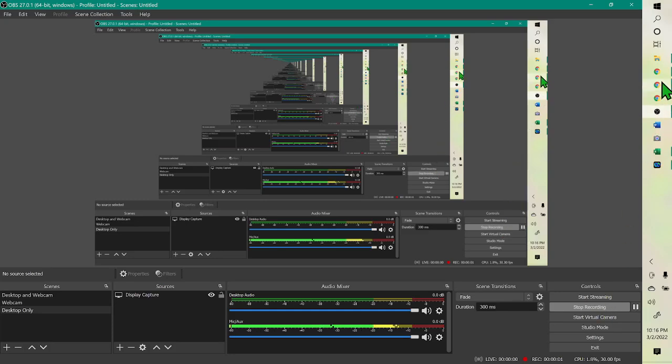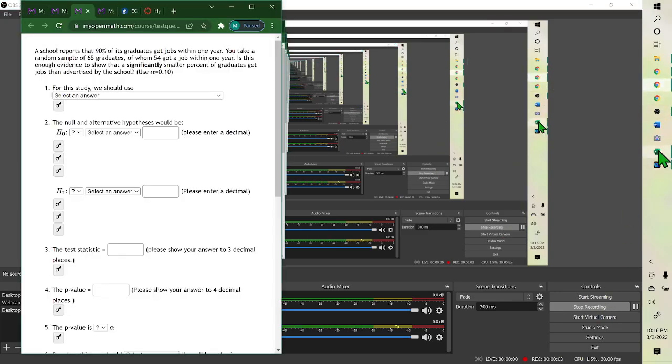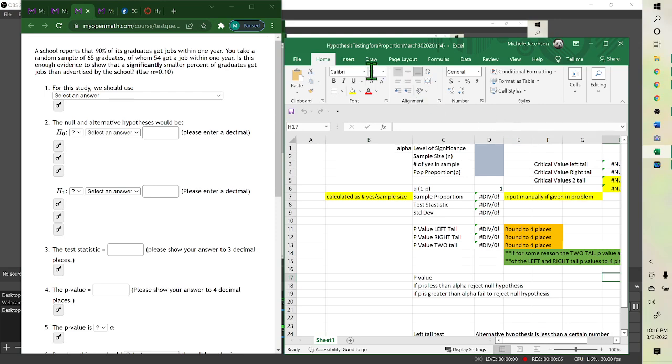Hello. For this set of problems, it's a hypothesis test for proportions. And so we fill in this gray area.